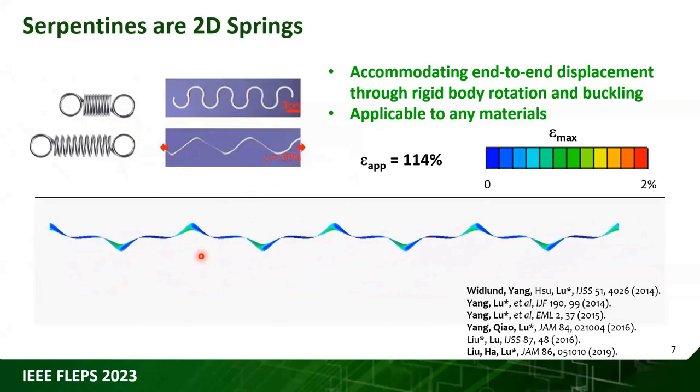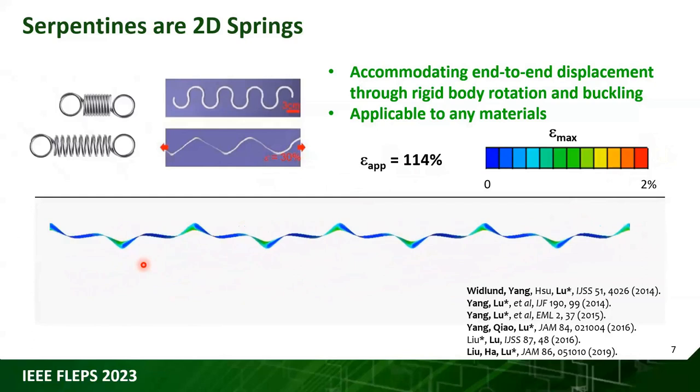There's a little bit of strain concentration at the crest. But still, this crest strain after 114% end-to-end stretch is only 2%. This 2% is the interatomic distance change, that's the intrinsic strain. And by this kind of serpentine design, there are a lot of devices we can achieve. This is applicable to any materials, whether metal or silicon, indium tin oxide, or even organic semiconductors. And the mechanics actually involve numerical simulation, analytical simulation, and experiments.